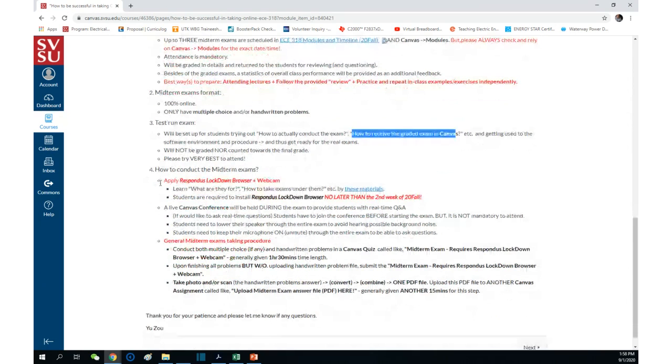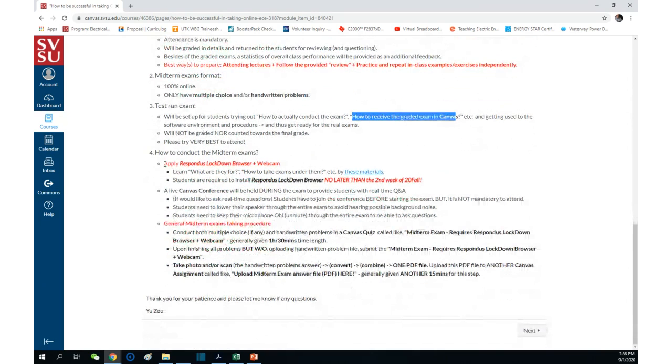To summarize all of those up, first, how to conduct the midterm. First we have to apply the lockdown browser, so have it installed and ready to use no later than the second week. Okay, and if you want to learn basic information about this lockdown browser, please use this link. I provided some material.